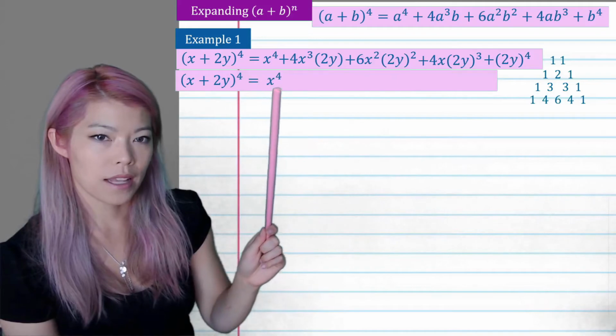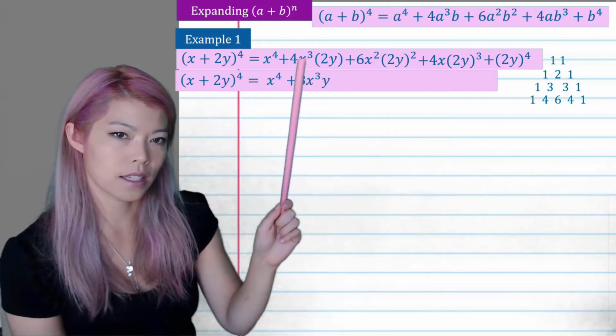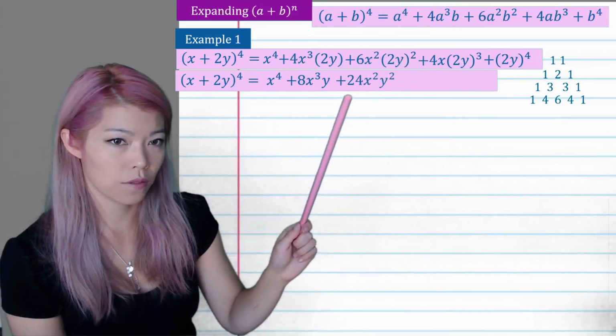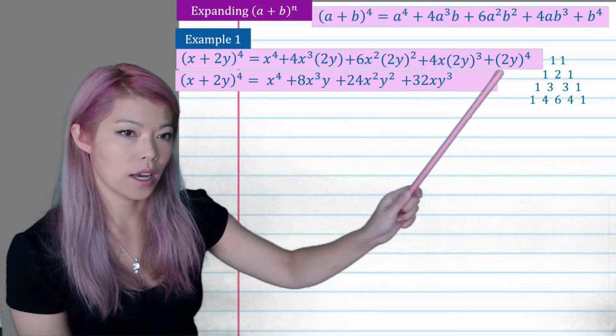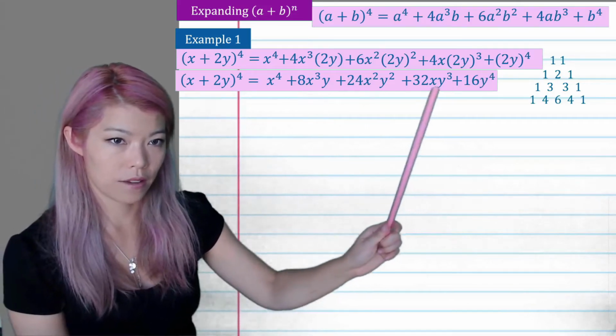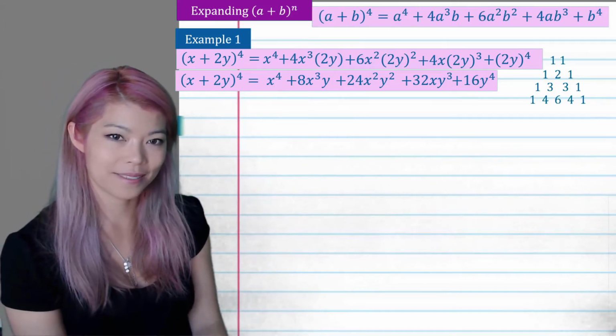Now let's expand that. So x to the 4, 4 times 2 is 8, x cubed y. 6 times 2 squared is 4, 4 times 6 is 24. And then 2 cubed is 8 times 4 is 32. And then 2 to the power of 4 is 16. Double check you don't have to add anything, there's no like terms, then you've done it correct.